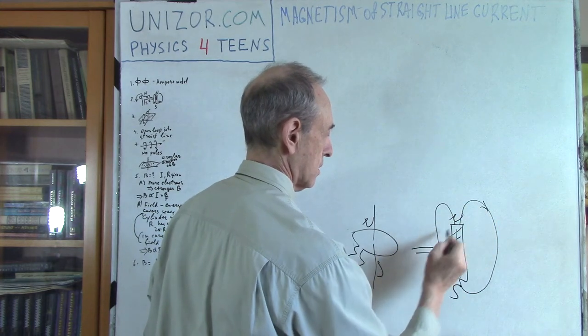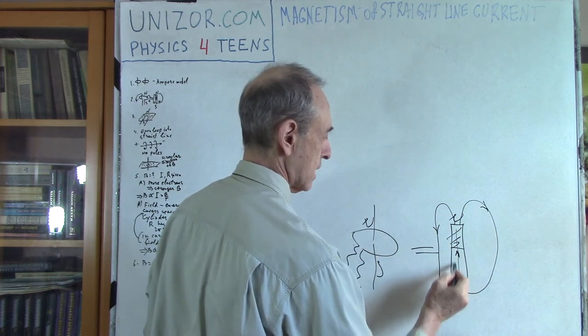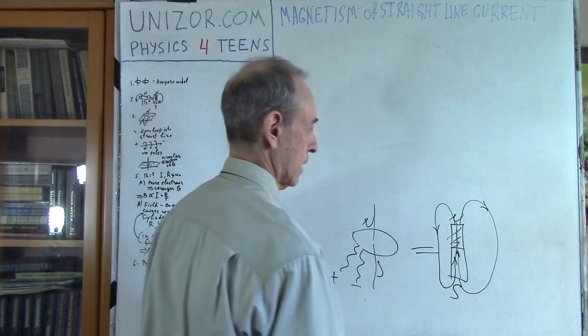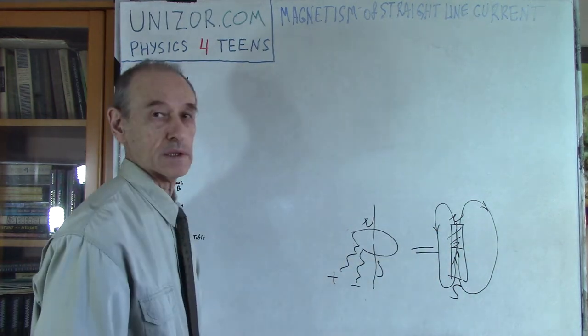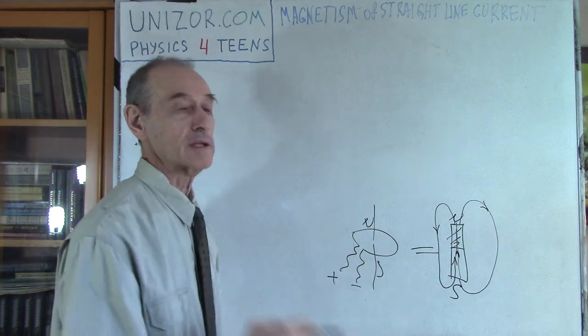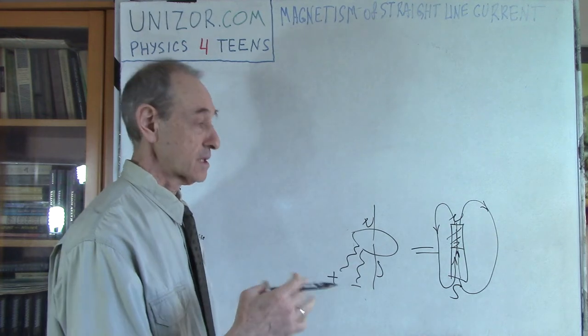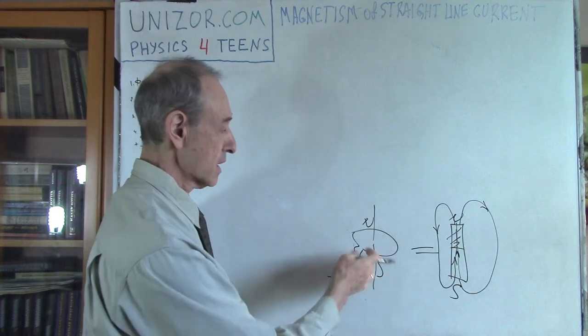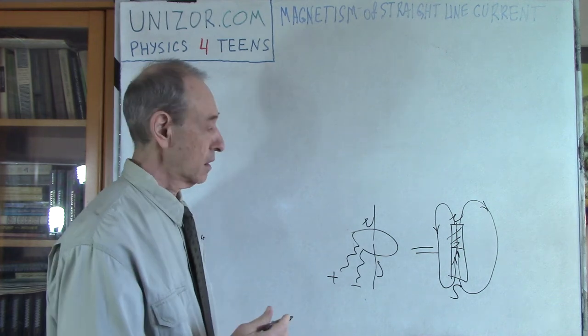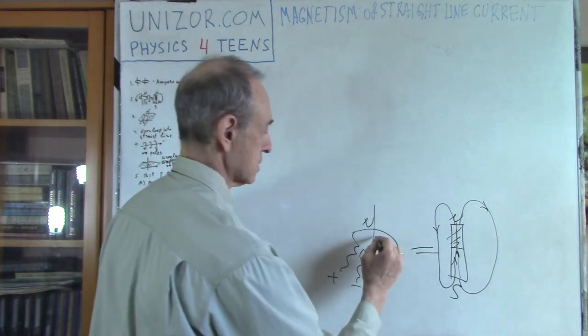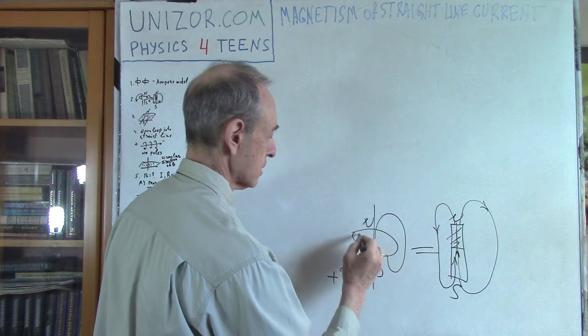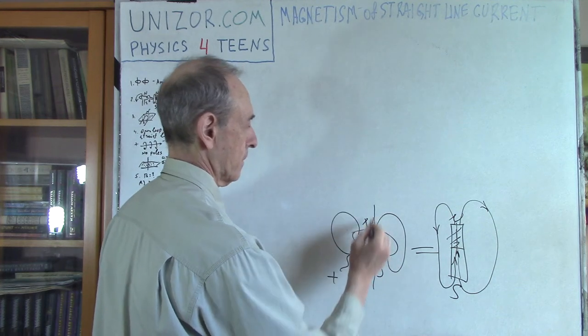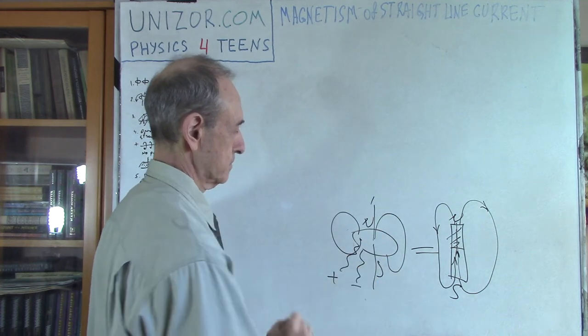So it's this way, and inside they go back this way. This is the permanent magnet. Exactly the same kind of magnetic lines, magnetic field lines, are observed in the case of electric current in a loop. So the magnetic lines are going this way. This is north and this is south.